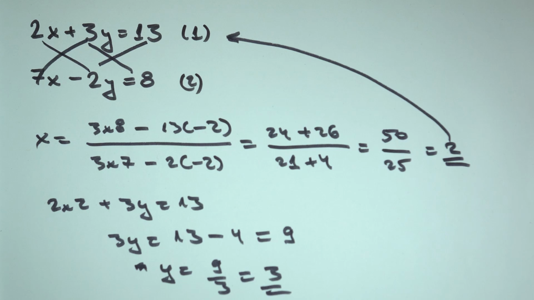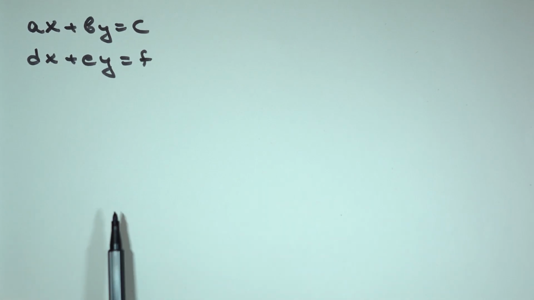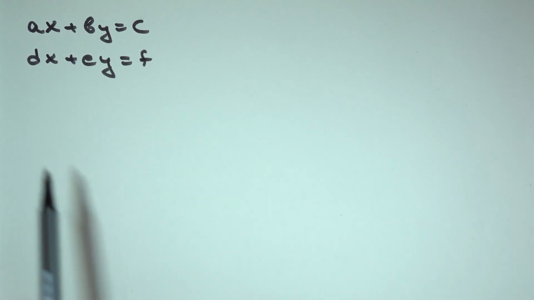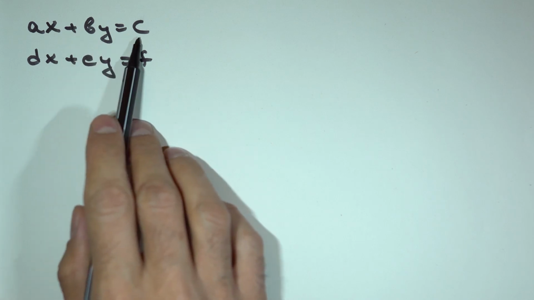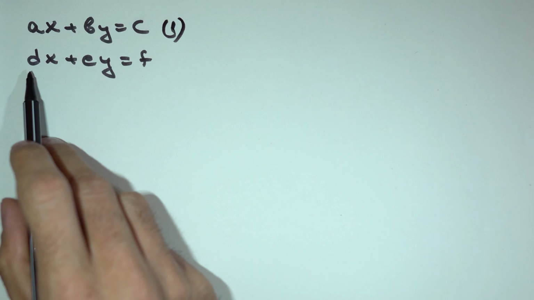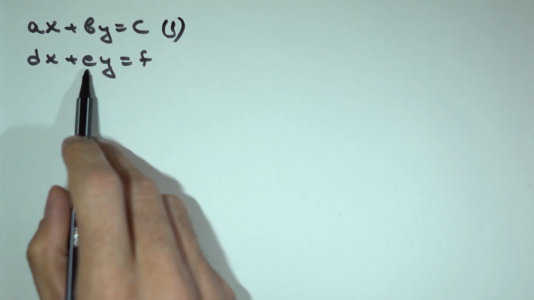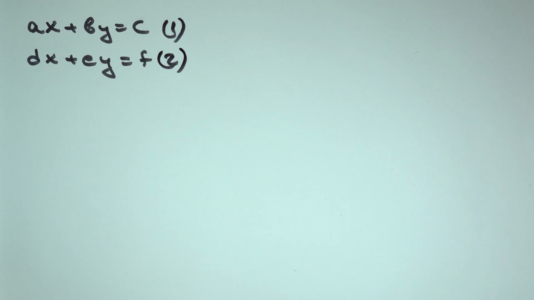But why does the method work? Well, let's derive the formula and see. Simultaneous equations can be written as follows. A constant times x plus another constant times y equals a third constant. This is equation number 1. And equation number 2 is a fourth constant times x plus a fifth constant times y equals a sixth constant. This is equation number 2.